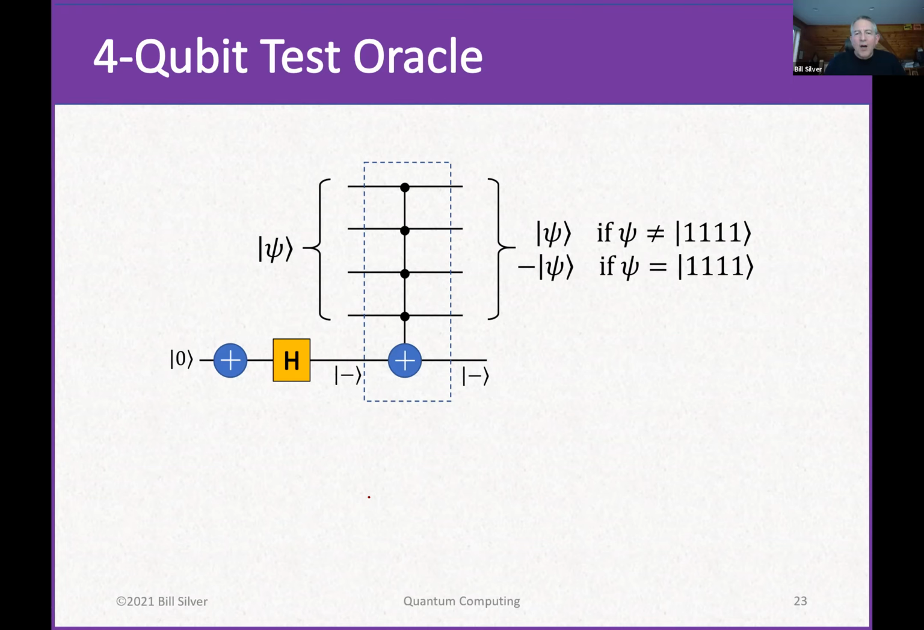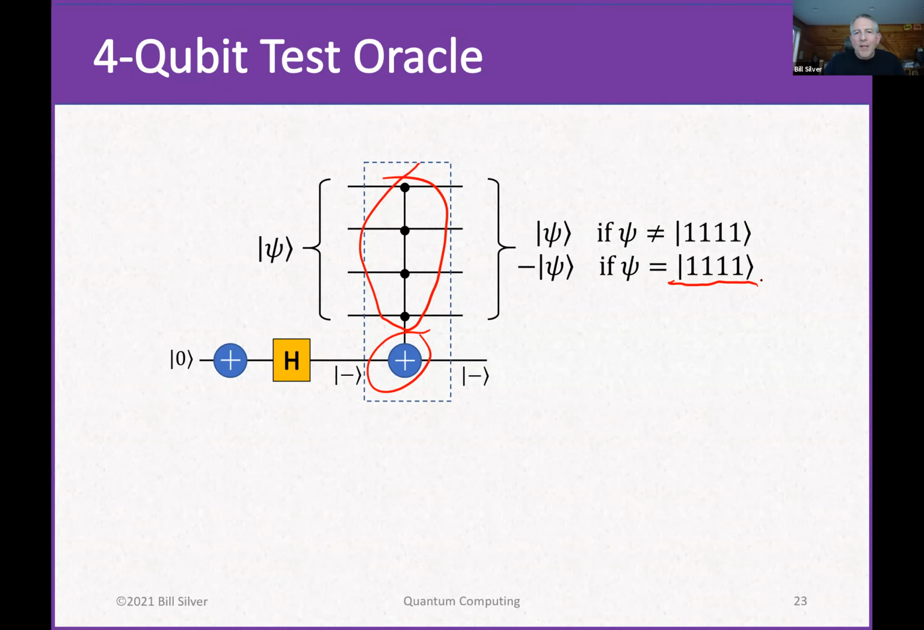Here is a 4-input controlled NOT gate. If all 4 inputs are logical 1, then this NOT gate flips. That's an example of an oracle, and that's going to mark the 1, 1, 1, 1 state. Make it negative. Leave all the other states alone. So that's a simple 4-qubit test oracle that I might want to make. And it marks one particular state.